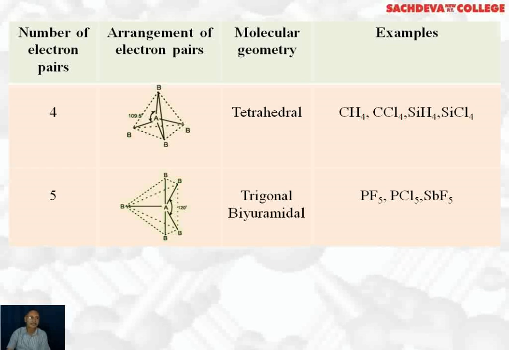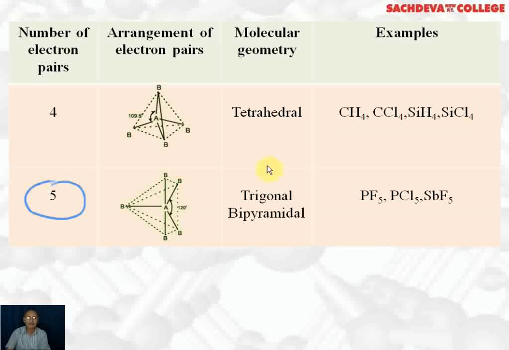The next example we are taking is four bonded pairs of electrons. When there are four bonded pairs of electrons, the best arrangement is tetrahedral. Why tetrahedral? When they are arranged in a tetrahedral arrangement, the repulsion between atoms will be minimum. Examples of this type are CH4, CCl4, SiH4, SiCl4.